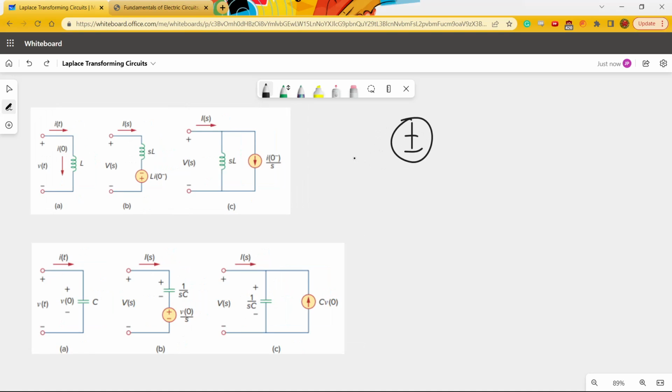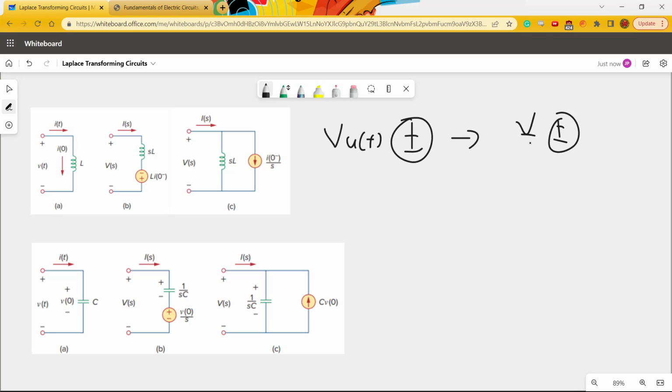Finally, if you have a voltage source which turns on at time equals 0, you can represent that as whatever V value it has times the function u of t. This is the unit step function which turns on when time equals 0. This simply transforms into a voltage source which looks like V over S, because u of t turns into 1 over S according to our Laplace transform pair, when u of t starts at 0.